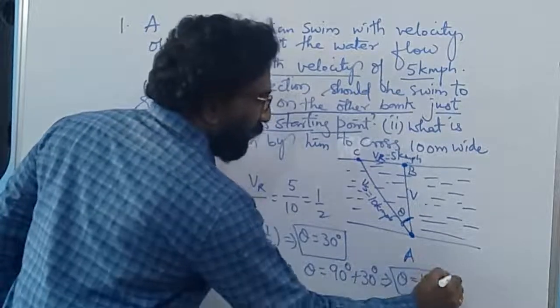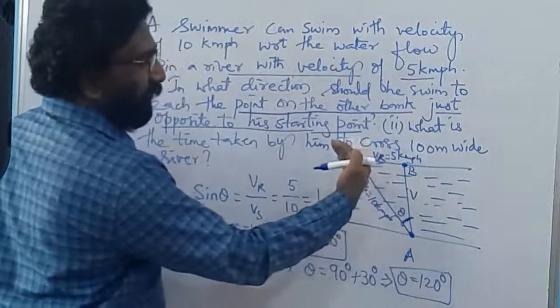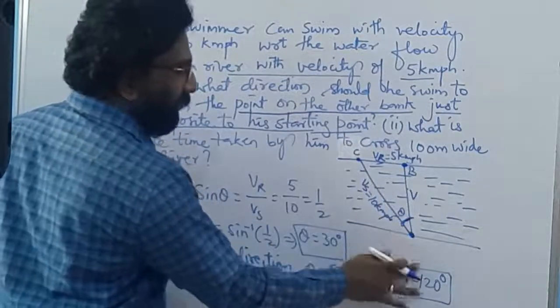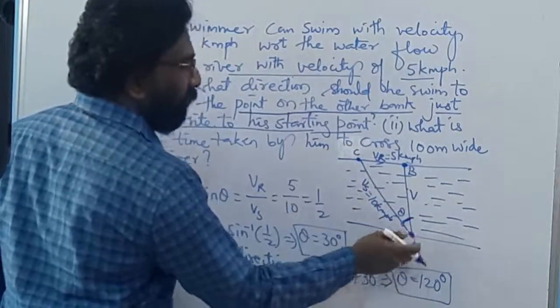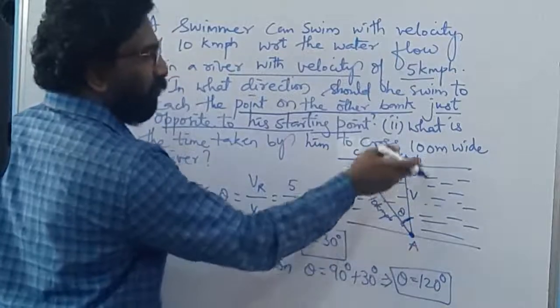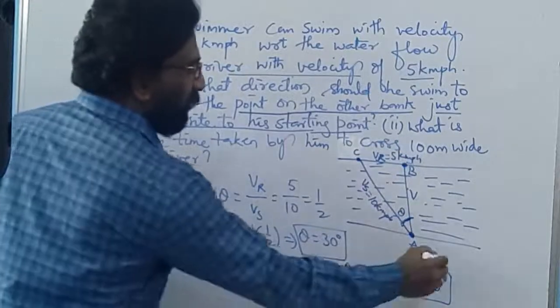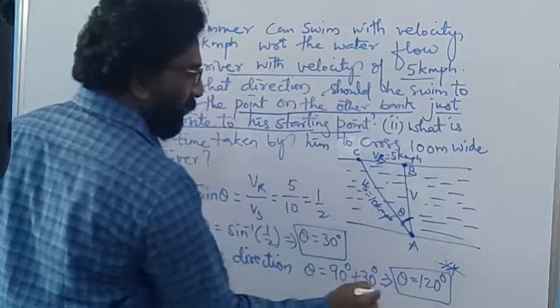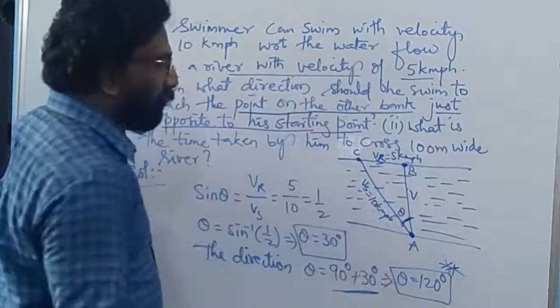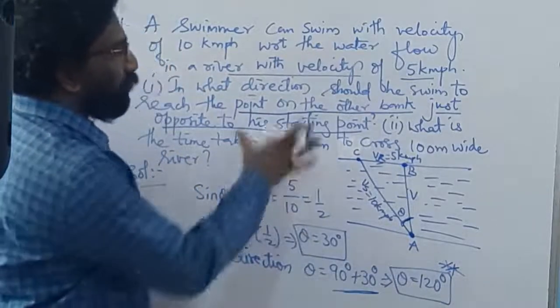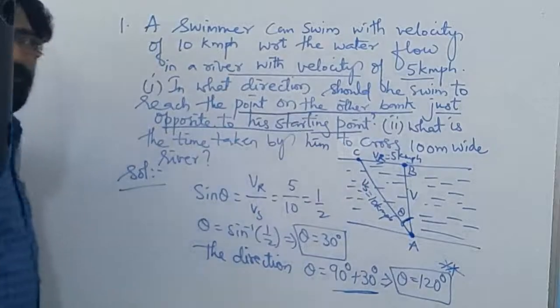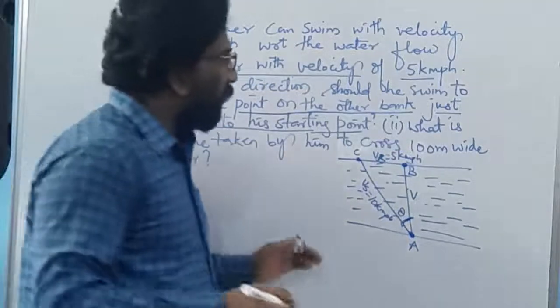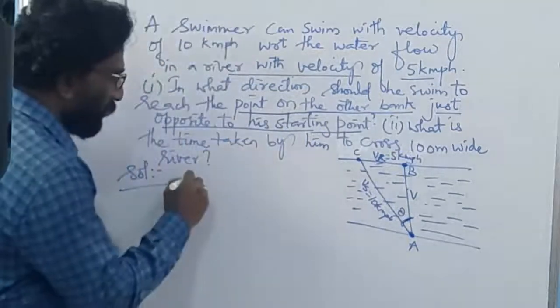The particular person has to swim at a 120 degree angle so that he will be reaching exactly the opposite point from where he has started, that is from point A to point B. Now the direction is equal to 90 degrees plus 30 degrees. So theta is equal to 120 degrees. So the first one we have completed. Now we have completed the first part. So let us see the second one.